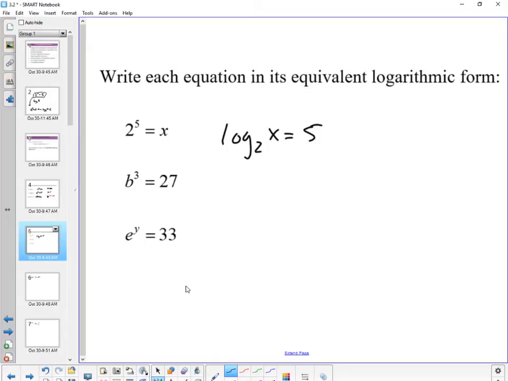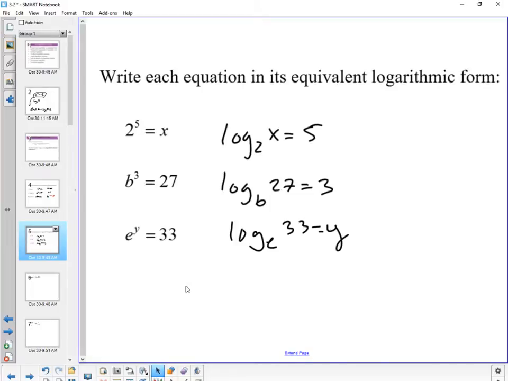Go ahead, Gunnar. Log base b of 27 equals 3. Beautiful. Log base e of 3 equals 4. Cool. All right. Let's move on.